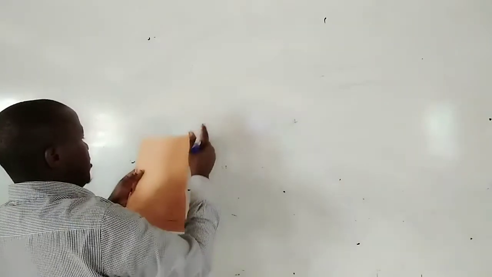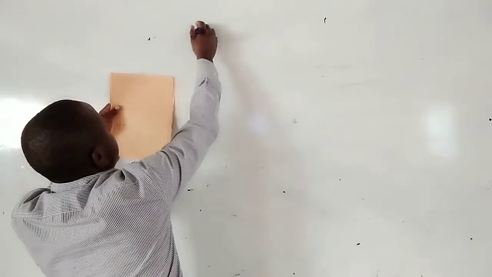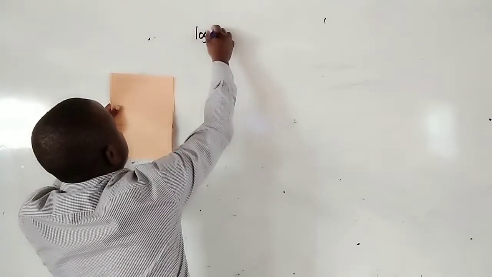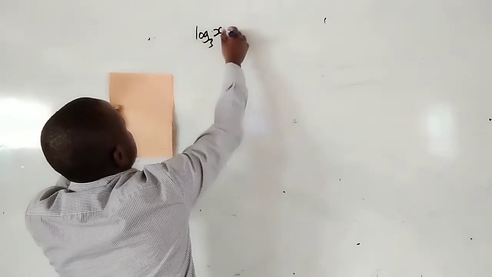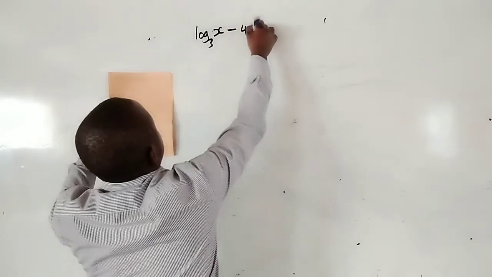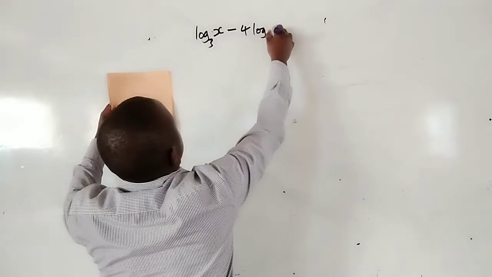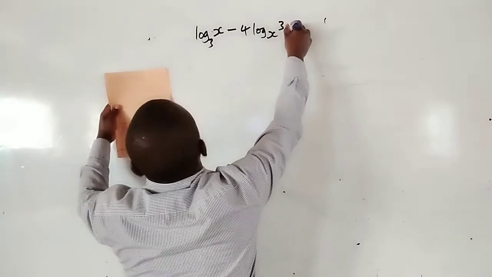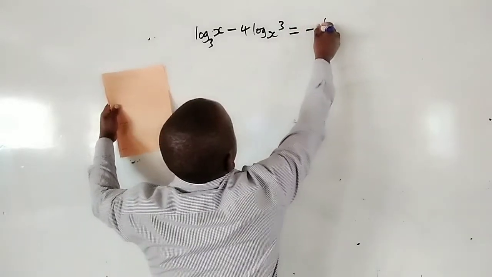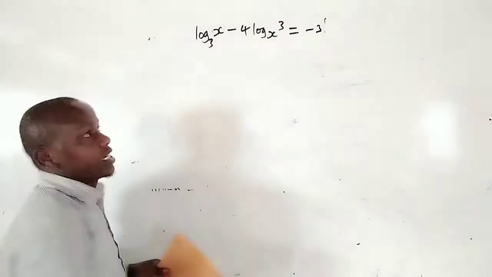It's a logarithm question. Find the value of x in the equation: the logarithm of x to base 3 minus 4, over the logarithm of 3 to base x, is equal to negative 3. Solution.